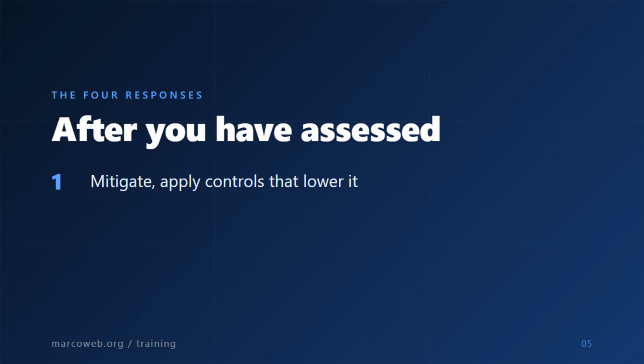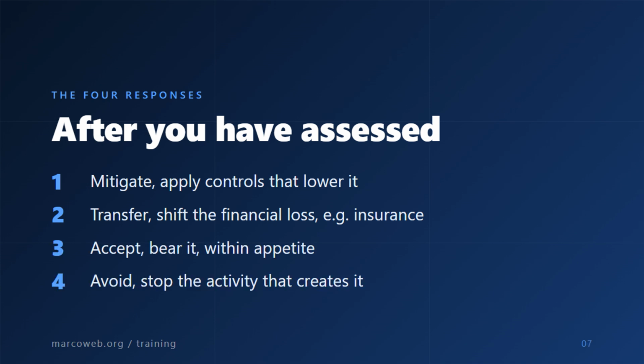First, mitigate, or reduce, apply controls that lower the likelihood or the impact. Most controls are mitigation. Second, transfer, or share, shift the financial consequence to a third party, typically through insurance or a contract. The event can still happen, what changes is who bears the loss. Third, accept, bear the risk with no further action, which is legitimate when it sits within appetite and treatment would cost more than it saves. And fourth, avoid, stop the activity that creates the risk, for example by not collecting the data at all.